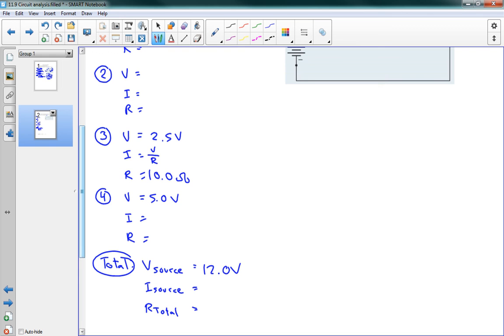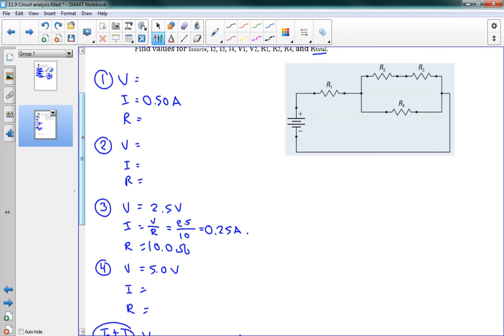And I can tell that I can get it because when you have two values, you can always get the third one using V equals IR. Okay, good. So I is V over R, 2.5 over 10. So we get 0.25 amps. Excellent. Now I'm going to take a look at the picture, see if that gives me anything else.